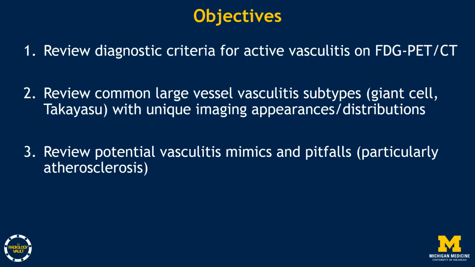I have no disclosures. Main objectives are to review the diagnostic criteria for active vasculitis on PET, to review the common large vessel vasculitis subtypes, which are giant cell and Takayasu, and their imaging appearances, and then to review a few vasculitis mimics and pitfalls.